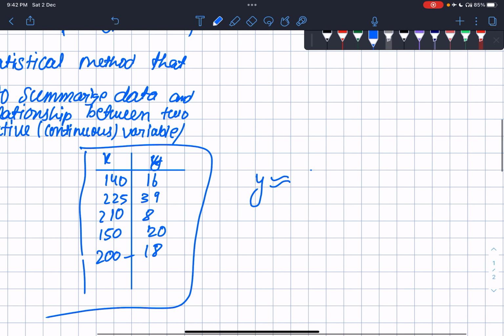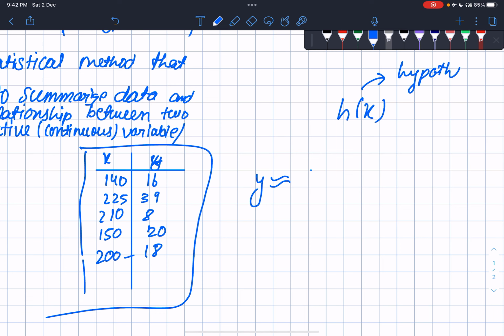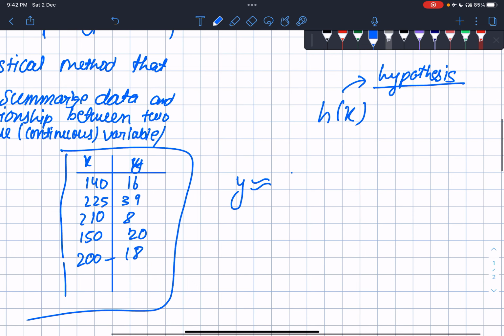What we call it is a hypothesis function. By convention, for historical reasons, we call it hypothesis. There's nothing special in it. We call it a hypothesis function from the historical reason, nothing else.